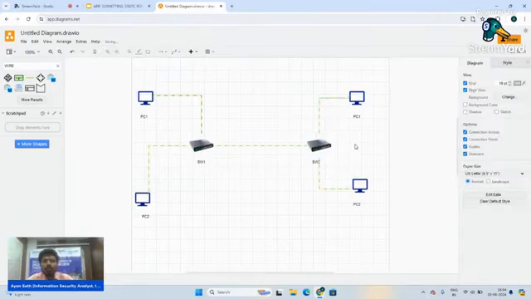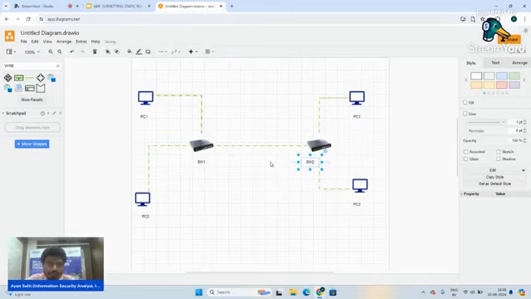Okay, now we are done. So we have drawn a diagram, right? It's a network diagram. Here two switches are connected with each other, that is switch 1 and switch 2, and two PCs are connected to each of the switches, PC1 and PC2.